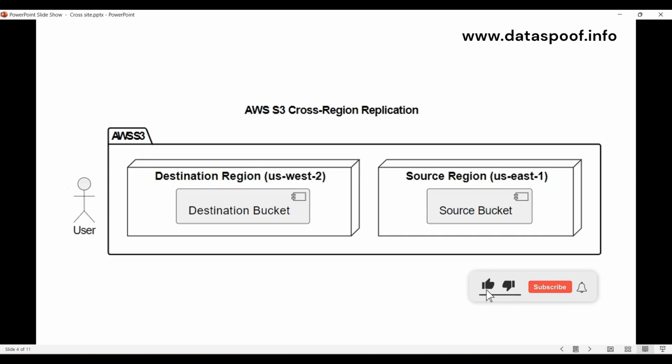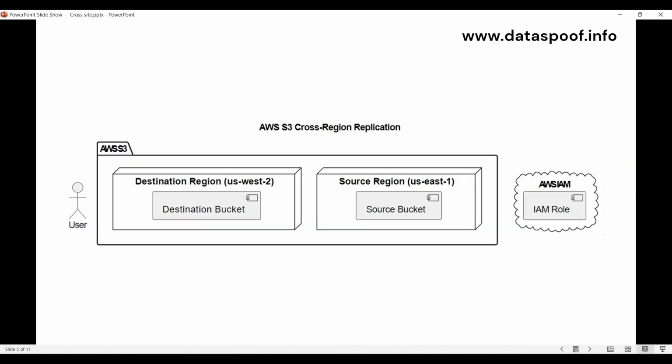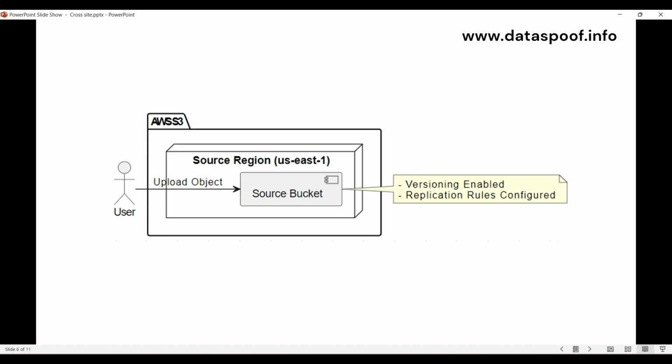Now, let us see the different steps required to set this up. First of all, you have to create a source bucket in the US East 1 region. Then you have to create a destination bucket in the US West 2 region. Make sure that versioning is enabled in both buckets. After that, you have to create an IAM role which has the necessary permissions, such as AWS full access. Next, go to your source bucket and configure the replication rules. After that, whenever you upload any file to the source bucket, it will automatically get replicated to the destination bucket. So this is the overall process of cross-region replication. Now let us see the demo.